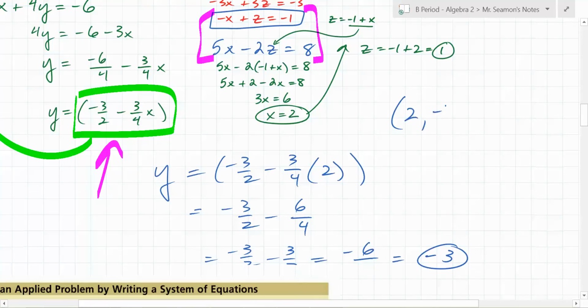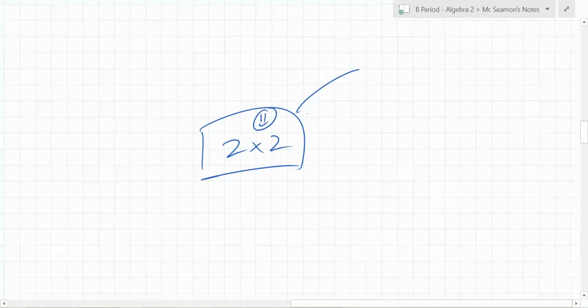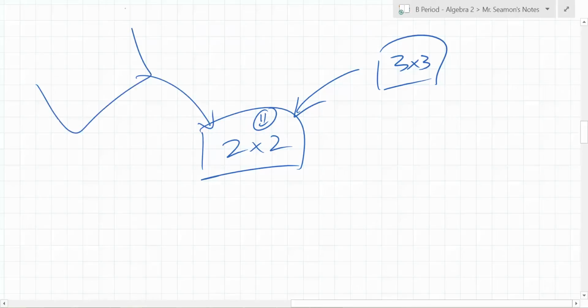So what's the answer to this one? 2, negative 3, 1. Everything we have in this section is based around this idea. We're okay with 2x2 systems. What's one thing we have feeding into 2x2 systems? 3x3, but the method is still the same. We're going to talk about something else that feeds into 2x2 systems. Does anybody know? No, we're not doing 4x4.